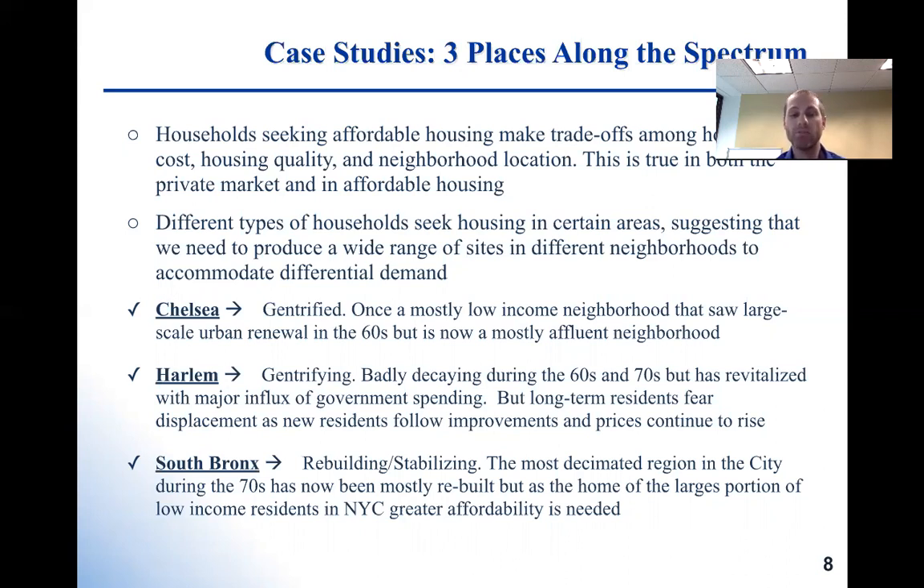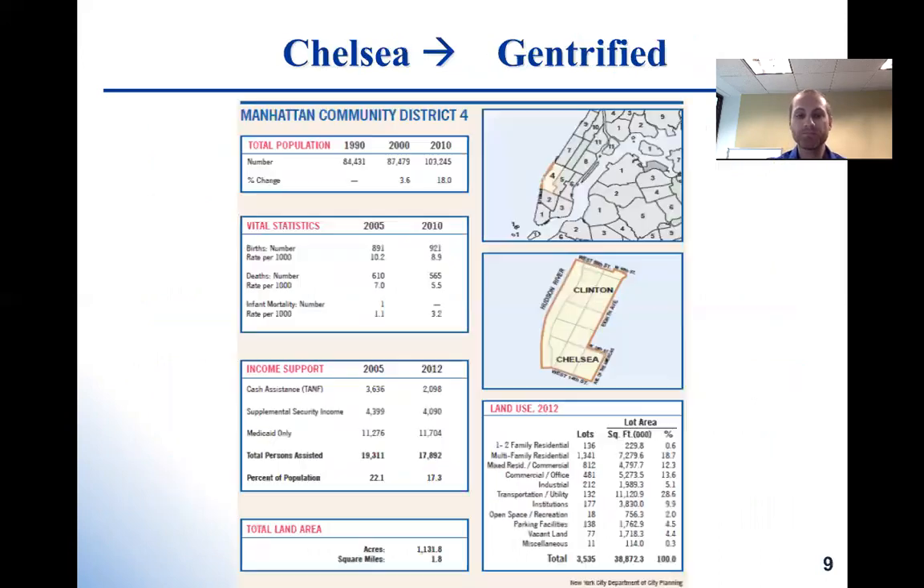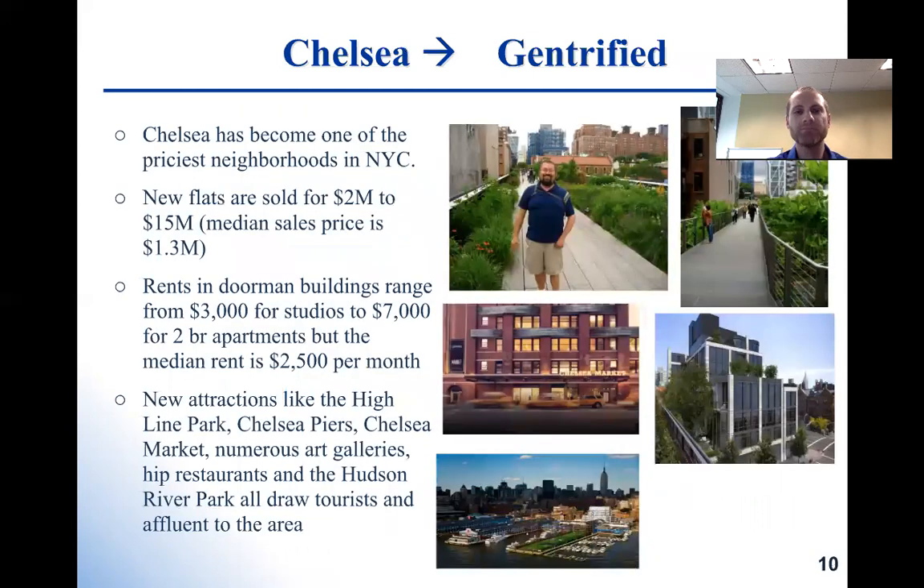So this is, again, one of the poorest areas in the 70s in New York City, and it's been mostly rebuilt. However, there's a large portion of low-income residents that are still there, and there's a major affordability crisis in the area. So if we're looking at Chelsea, it's this little tract labeled number 4 in New York City. Chelsea is now one of the richest areas in New York City. Some of the flats are sold for multi-million dollars. The median sale price is $1.3 million.